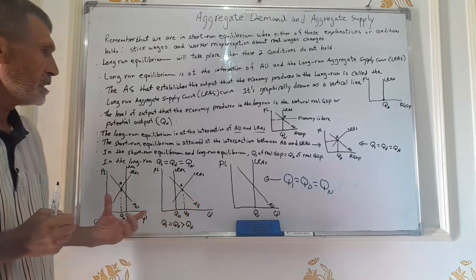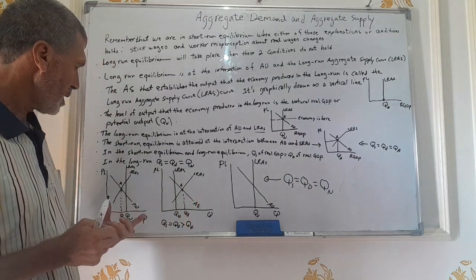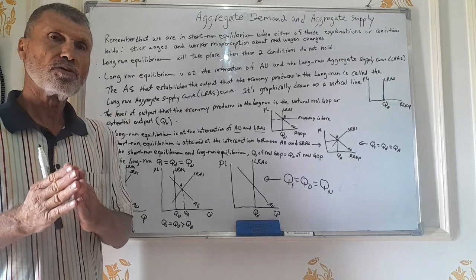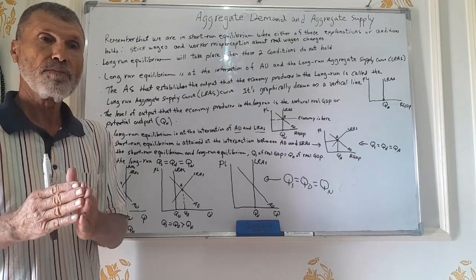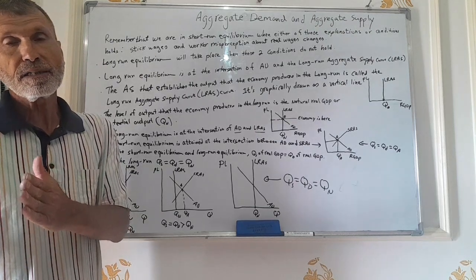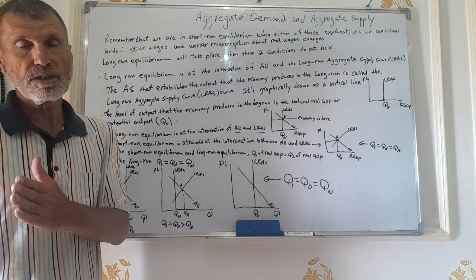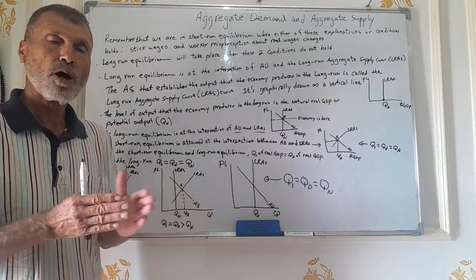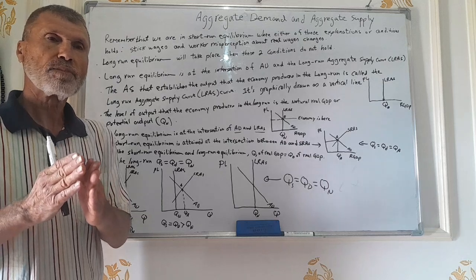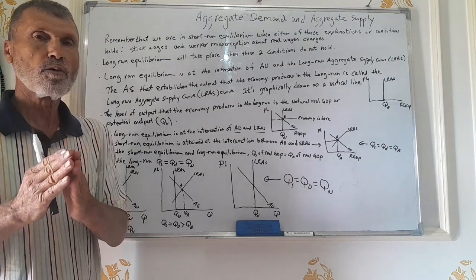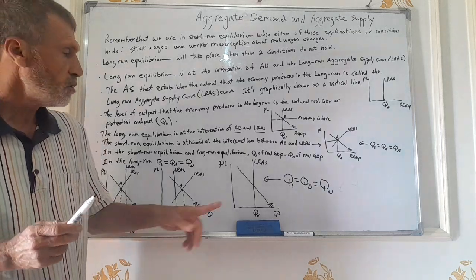And as you can see, these are the cases that you will see: in the short term, the quantity of output that the economy produces could be greater than the long run equilibrium, which is natural GDP, or could be smaller. However, in the long run, the quantity supplied of real GDP is equal to the quantity demanded of real GDP, and both are equal to the natural GDP, which is QN.